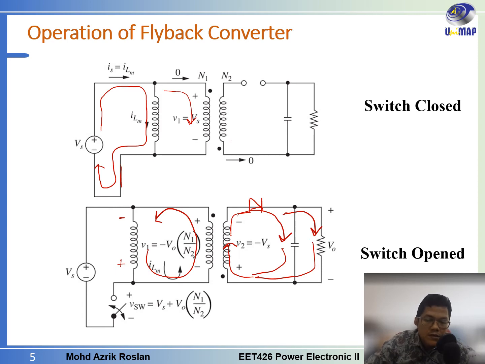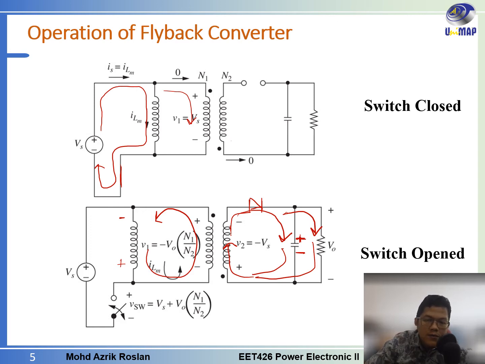Remember, this is the second time: we have the switch closed and then the switch open, and after that the switch will be closed again. So remember, when the switch is open, we have the current flowing like this, meaning that the voltage at the capacitor is positive, negative. So imagine that the switch is closed again for the second time.